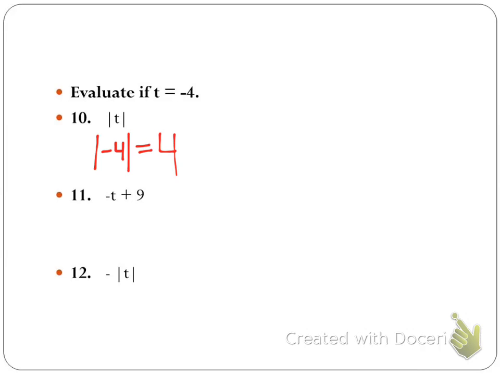On number 11, do not drop this negative sign that's out in front. Just because the t is also negative does not mean that this negative just disappears. So we have a negative, and then in for t, we plug in a negative 4. So I would read this as the opposite of negative 4 plus 9.